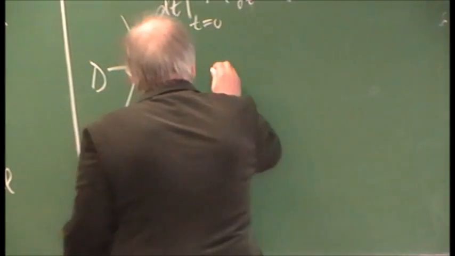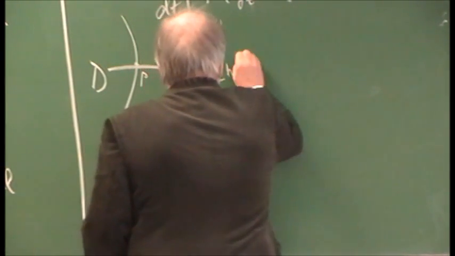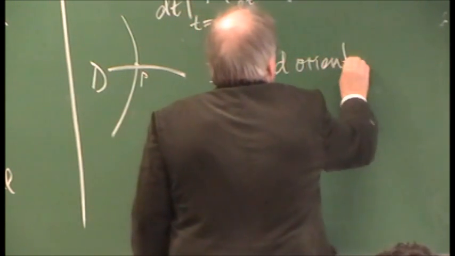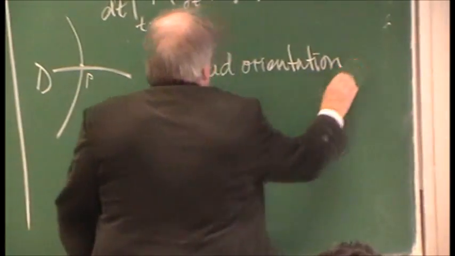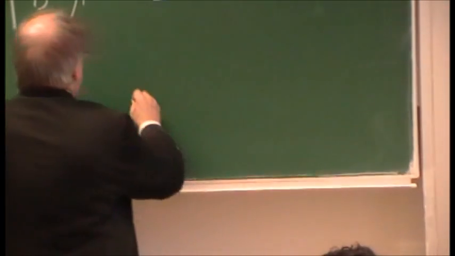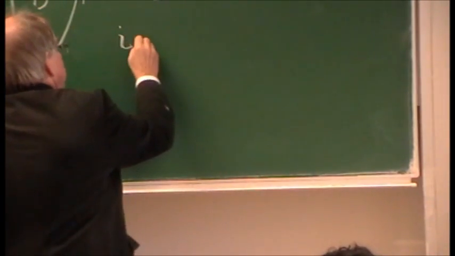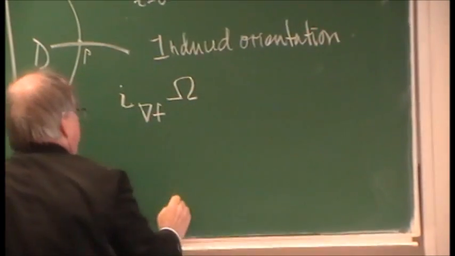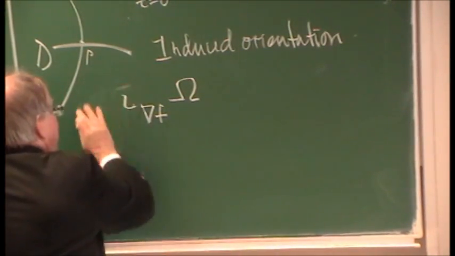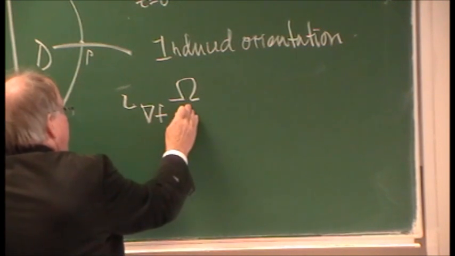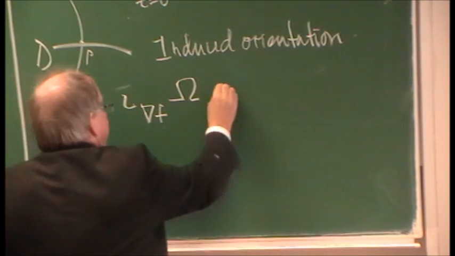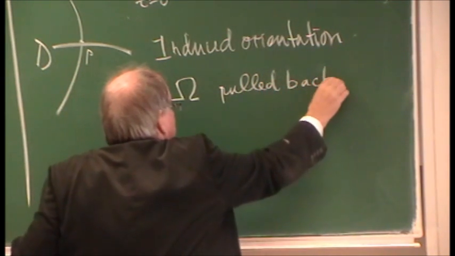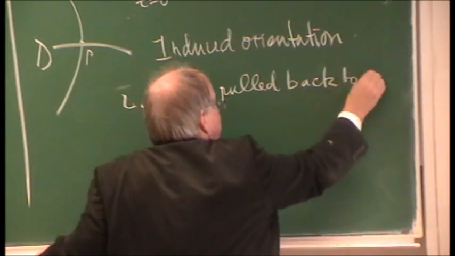And now the induced orientation is the contraction, with respect to this gradient vector field, of the orientation omega, pulled back to the boundary.